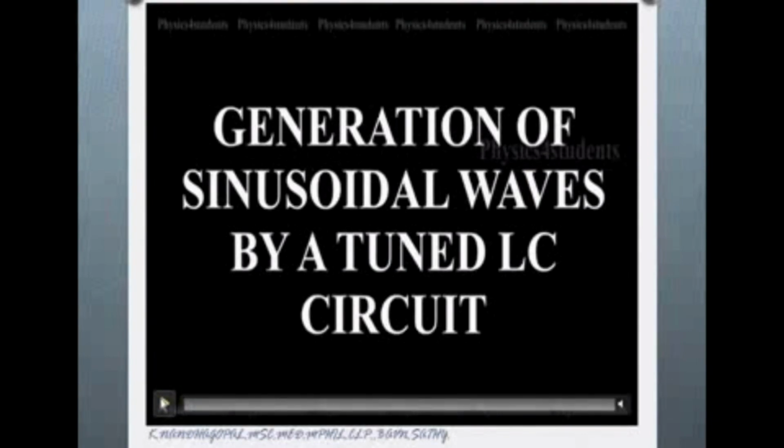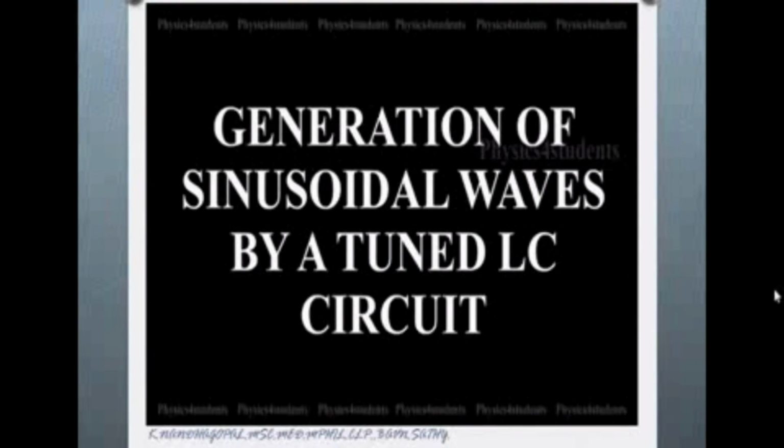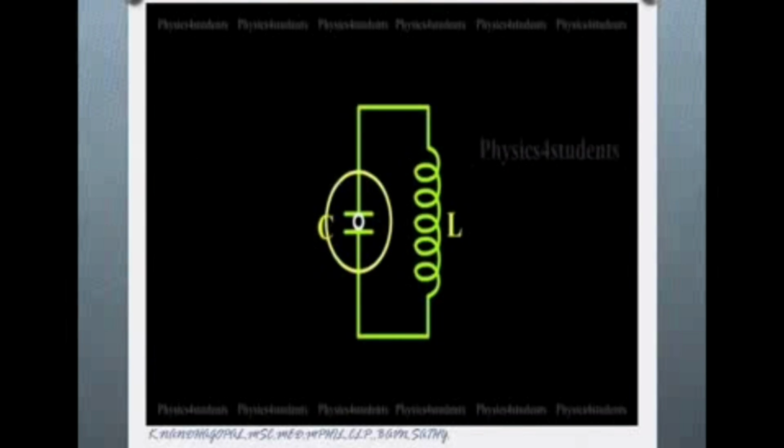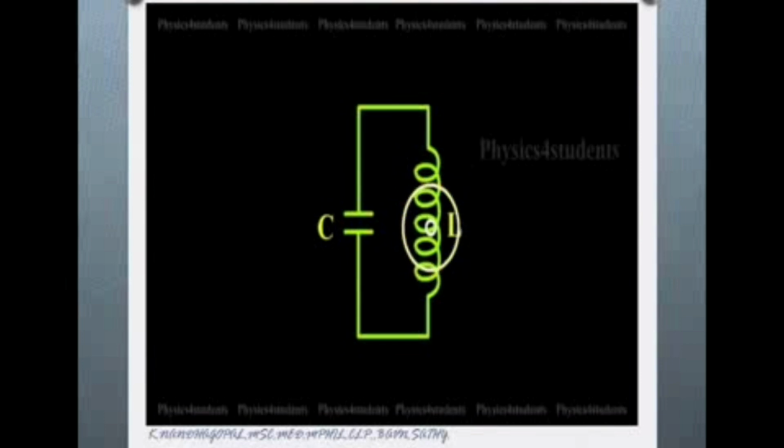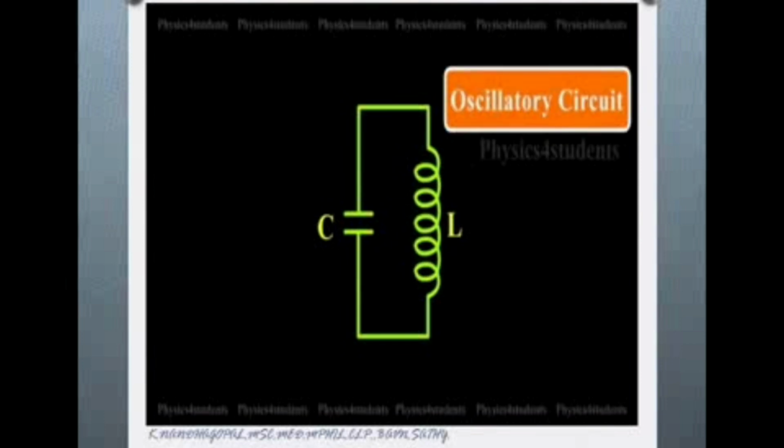So, generation of sinusoidal waves. You can see the generation of an LC oscillator. In an LC oscillator, L means inductance and C means capacitor. The capacitor stores energy in the form of an electric field, and the inductance stores energy in the form of a magnetic field.